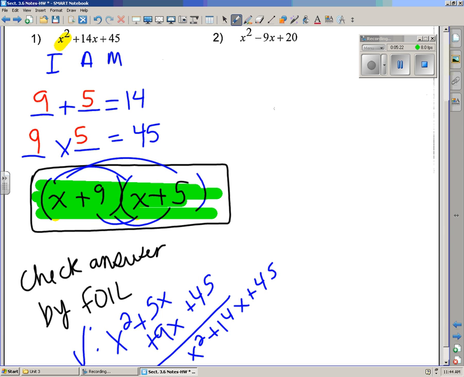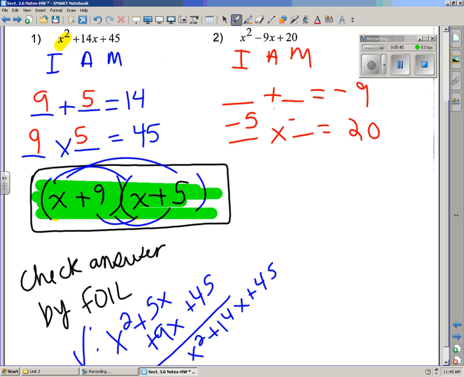Okay. Let's try this next one. X squared minus 9x plus 20. Again, I need to do the I AM, which means I have to add to equal a negative 9. I have to multiply to be a 20. Well, the fact that I multiply to a positive, my signs are the same. The fact that you add to a negative, both same signs better be negative. So negative 5 and negative 4 will add to a negative 9 and will multiply to a positive 20.